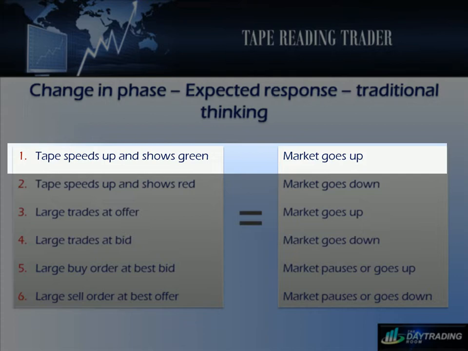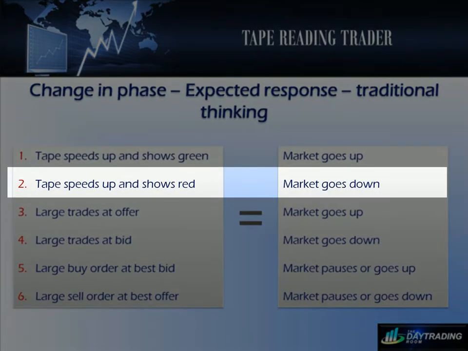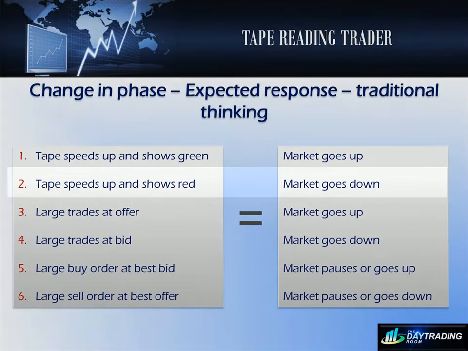You've got a lot of demand coming in. It's aggressive demand because it's taking those offers, and you'd expect those offers to lift and for the price to move up. Vice versa, if you saw tape speeding up and showing red, so aggressive selling coming in, hitting those bids, you'd expect the market to go down. Then let's think about what we can see on the depth of market or the dome.